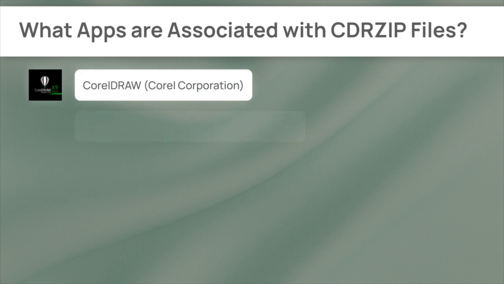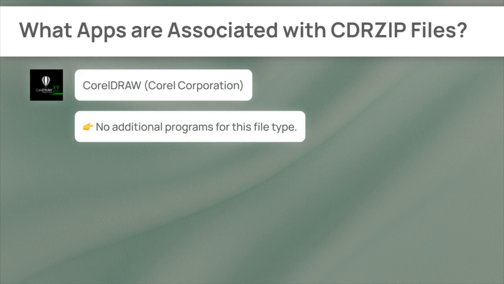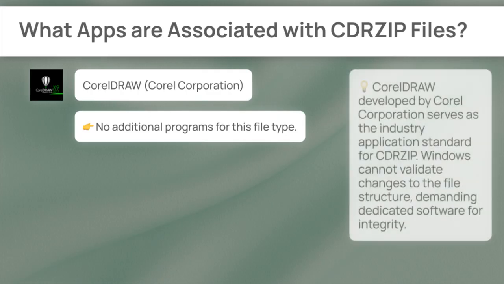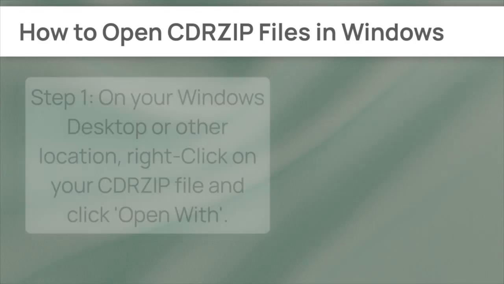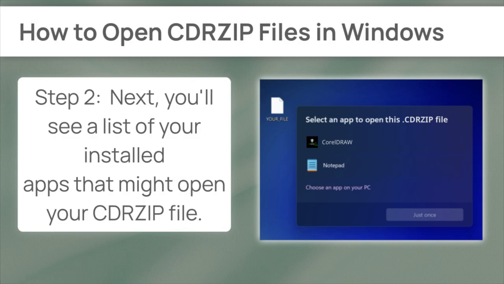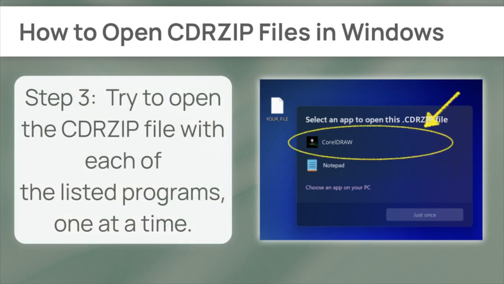We recommend using CorelDRAW by Corel Corporation to ensure proper reading of CDRZIP. Windows cannot validate changes to the file structure, demanding dedicated software for integrity. Windows previews flattened output only, leaving full editing to design software. The first action is to find a compatible app. Right-click your CDRZIP file and click Open With. Test CorelDRAW if available. If it is unavailable, choose another program.